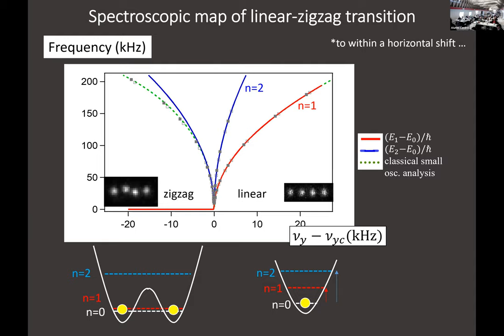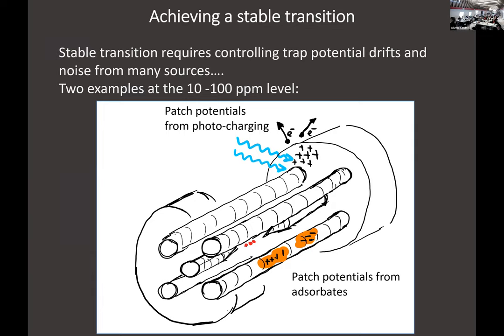And just to go back to some of these stability issues, in order to see such a sharp transition, you require good stability. But flip side, such a sharp transition in some way allows us to see things much more obviously than other ways of seeing them in ion traps. Just to give you a couple of examples: in order to achieve such a sharp transition that doesn't drift, we have to worry about things at the 10 to 100 parts per million level, charging effects on insulators, patch potentials due to contaminations on the electrodes.